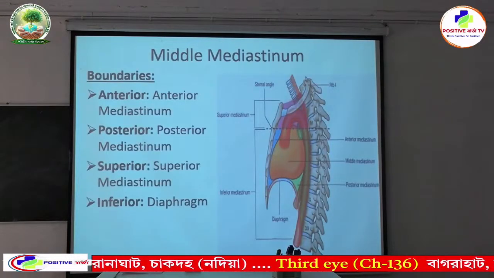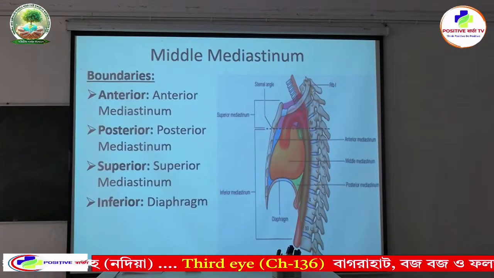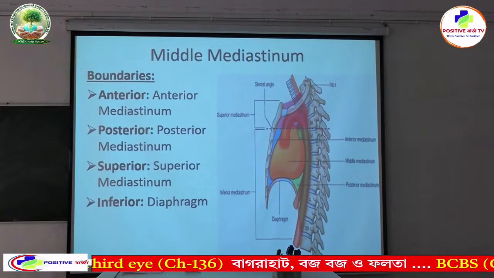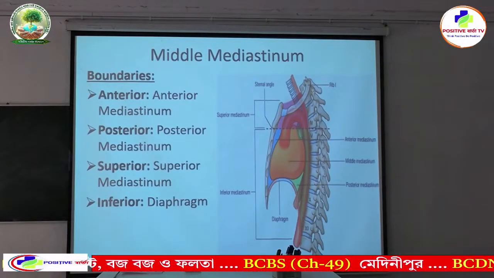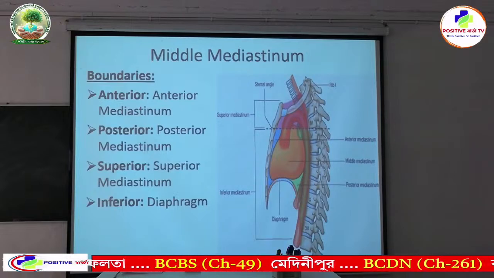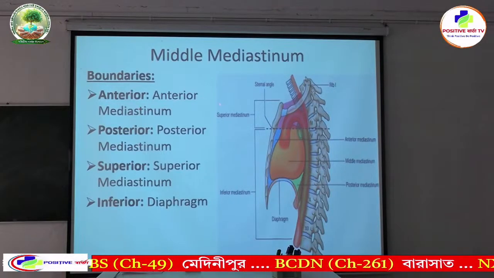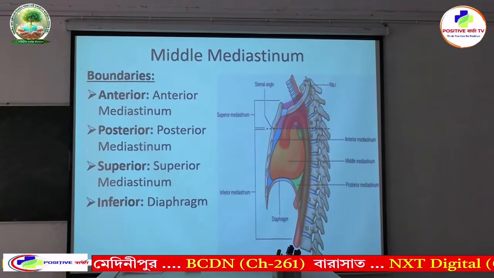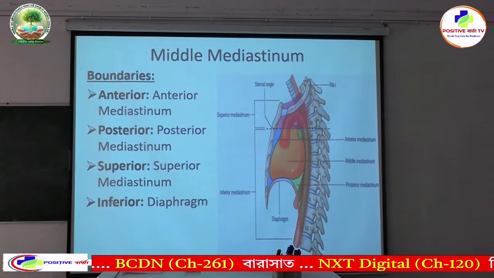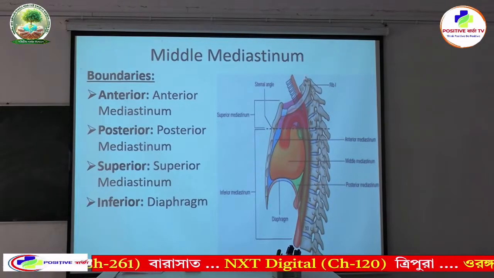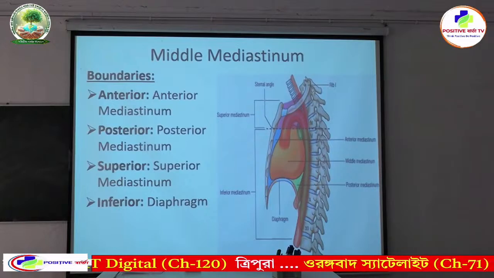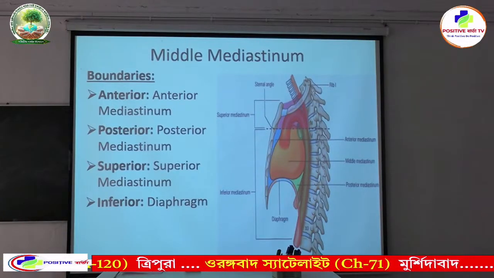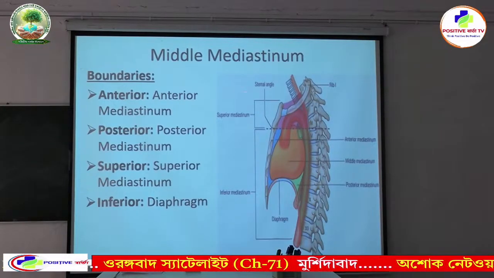Next we go to the middle mediastinum. The heart and its pericardium are included within the middle mediastinum. So its boundary: anteriorly bounded by the anterior mediastinum, posteriorly bounded by the posterior mediastinum, superiorly bounded by the superior mediastinum, and inferiorly there is the diaphragm. So this is the boundary of the middle mediastinum.